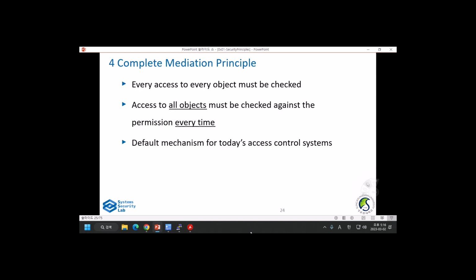And number 4 is complete mediation. Complete mediation means that every access to every object must be checked. Access to all objects must be checked against the permission every time. That is the default mechanism for today's access control systems, of course. So every time you access something, any link on iCampus, it has to be checked, right?